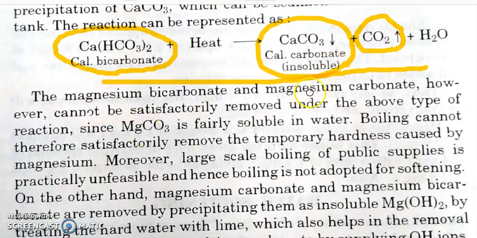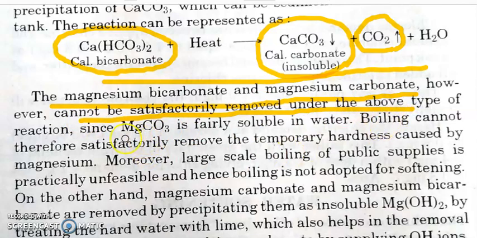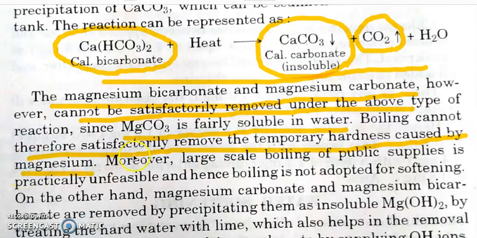Now there is one problem with boiling: magnesium bicarbonate and magnesium carbonate cannot be satisfactorily removed using this method, as magnesium carbonate is fairly soluble in the water, and boiling therefore cannot remove the temporary hardness caused by magnesium, right? So this is one disadvantage with this method.